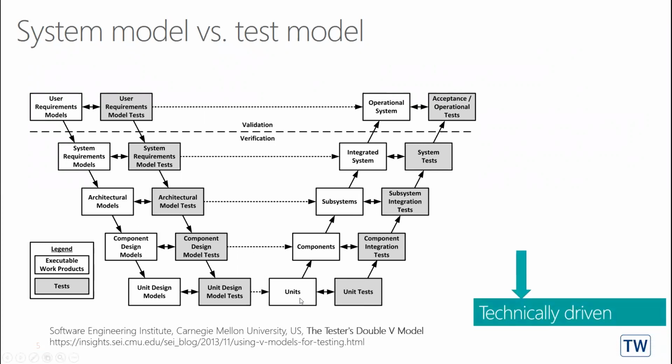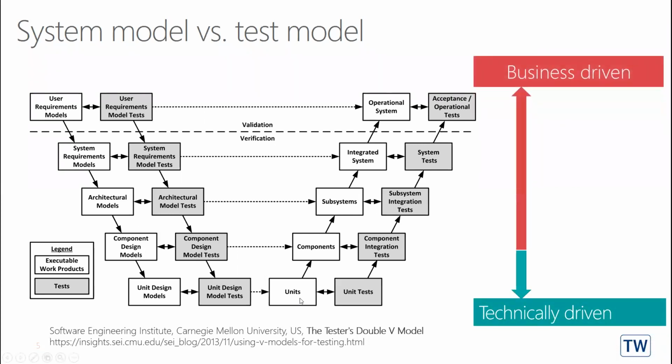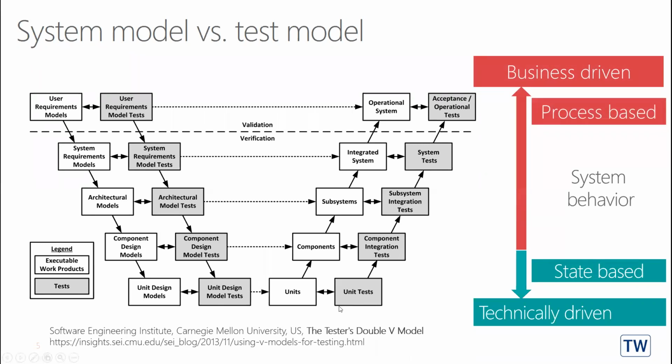On the lower level, we are more technically driven. On the higher level, we are more business driven. And the system behavior on the lower level is more state-based. What's state-based? If I push a button, the button is pushed. It's pressed down. So this is the current state. For example, those tests are describing how a user interacts with a form. On the higher levels, it's more process-based. It's more for the interaction of systems and humans with applications.